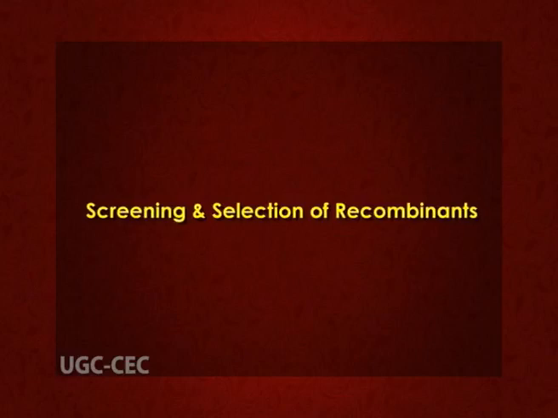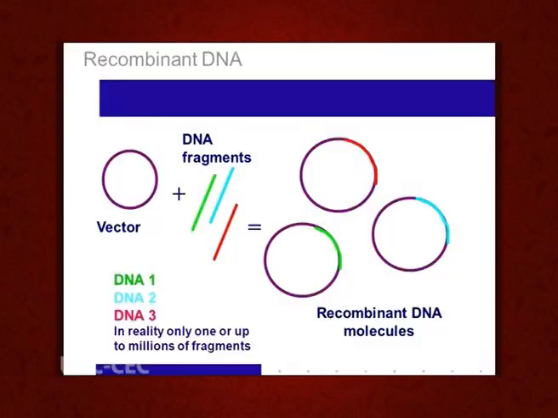Now, how would we screen and select our recombinants? Library screening relies on information available about the vector and genes of interest. In this, clones of the library are subjected to analysis to identify desired sequences. Different methods are used to identify clones harboring fragments of genes of interest in the library.